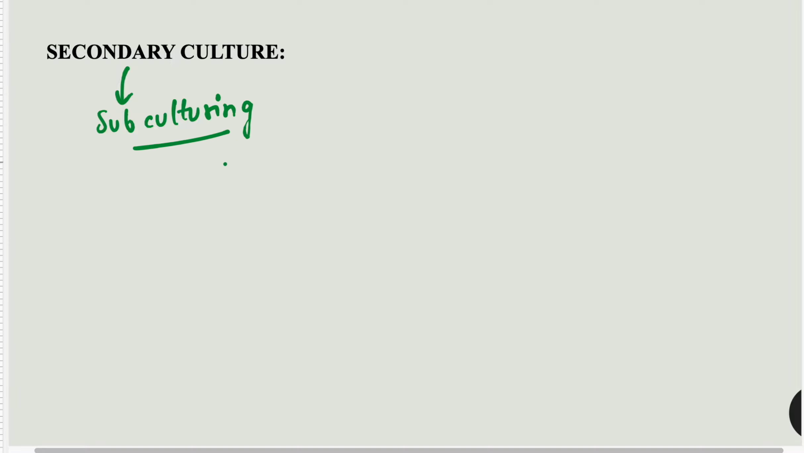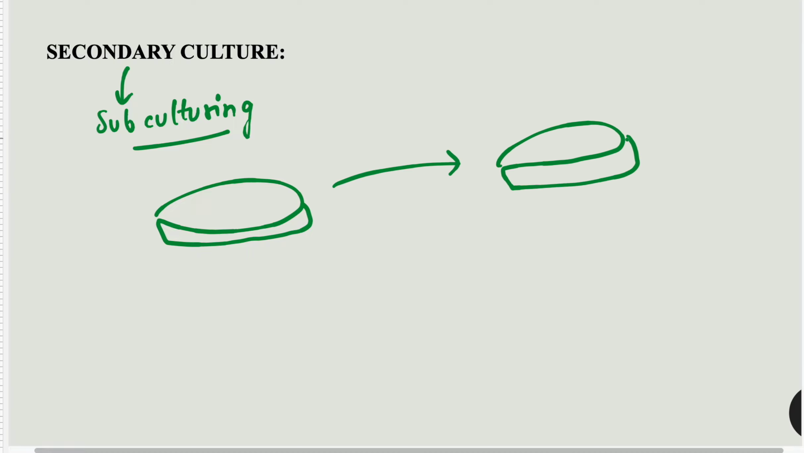Subculturing is the process of transfer of cells from one culture media to another culture media. So the transfer of cells from this culture to this culture. This is the first culture and this is the second culture. So from first to second media, the cells are transferred. Such type of culture we'll call it as subculturing or secondary culture.